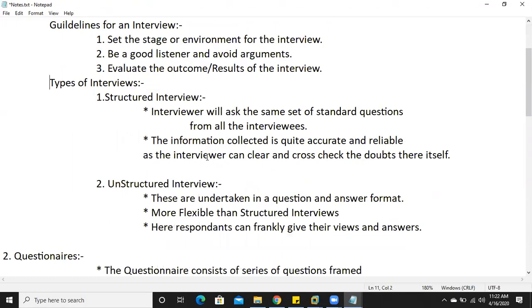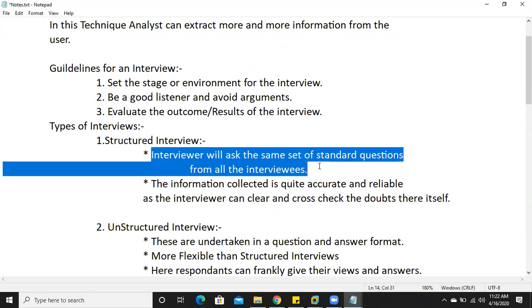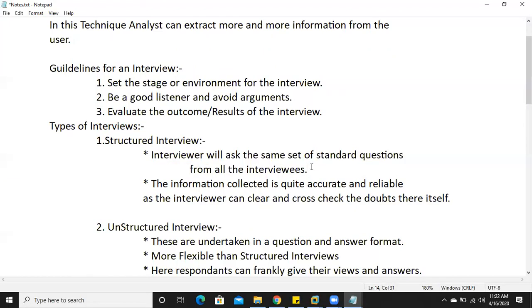Interviews are basically of two types. The first is the structured interview, and the second is the unstructured interview. In the structured interview, the interviewer will ask the same set of standard questions to all the interviewees. If you go to any company, they will first ask the same set of standard questions to all the interviewees. This is a structured interview.